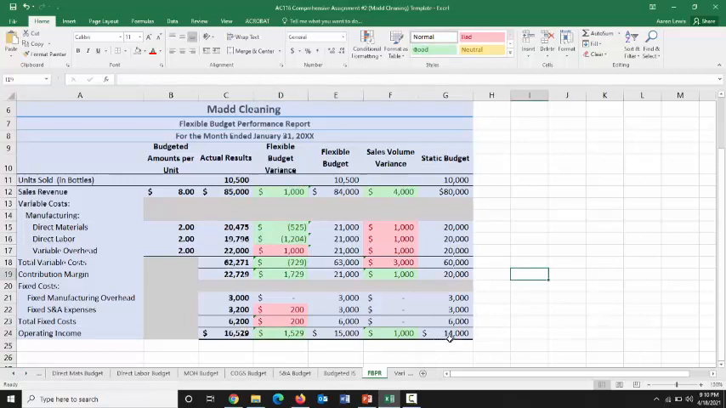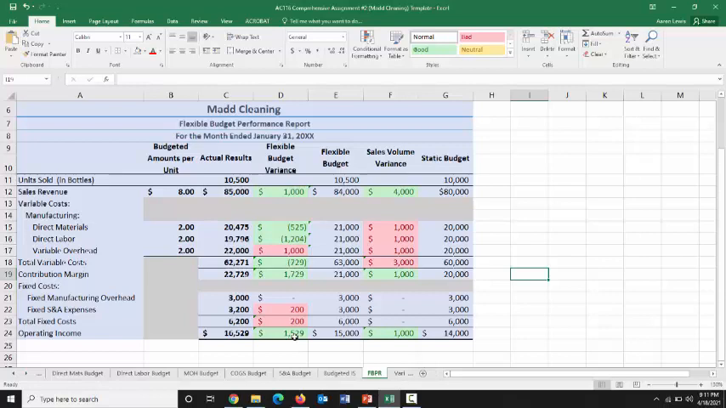So in total, our operating income was $2,529 more than we budgeted for in our master budget. Why? Well, $1,000 of that was caused by the fact that we sold 500 more bottles of cleaner than we thought we were going to. And the other $1,529 of that is because of anything else.